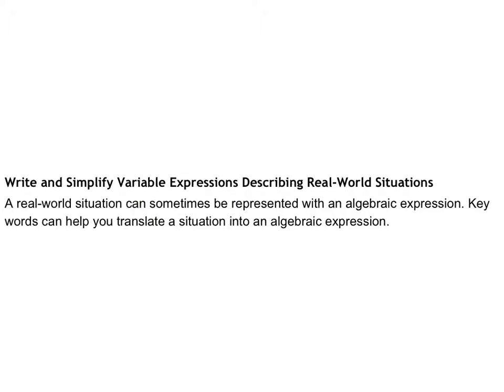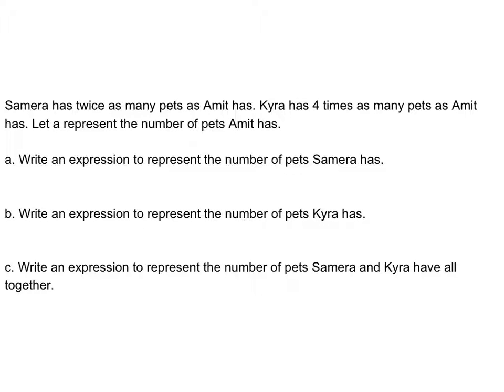Now we're going to take a look at some real-world examples using these methods. So Samira has twice as many pets as Amit. Kyra has 4 times as many pets as Amit has. Let A represent the number of pets Amit has. So A is our variable here. So we're going to write an expression to represent the number of pets that Samira has.